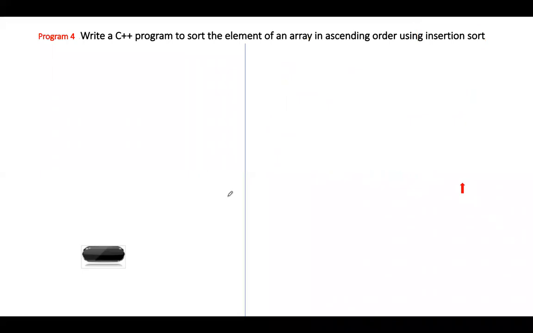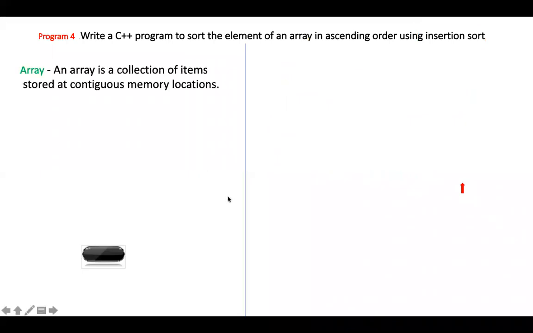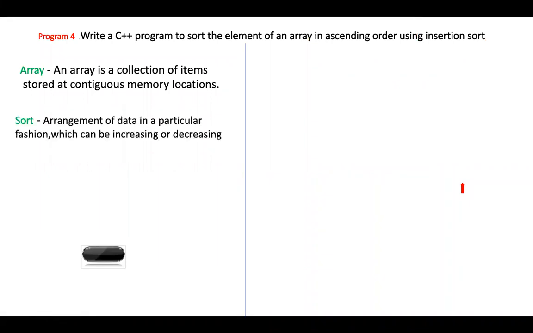See array, you know the definition. Next, sort is nothing but arrangement of data in a particular fashion, which can be increasing or decreasing order. Increasing order is from smaller to bigger numbers, decreasing order from bigger to smaller numbers. So, for example, consider an array. This is the procedure of your program. As I have given a procedure for each of the programs, for this program also you'll have a procedure for how it takes place and how you need to write the code.